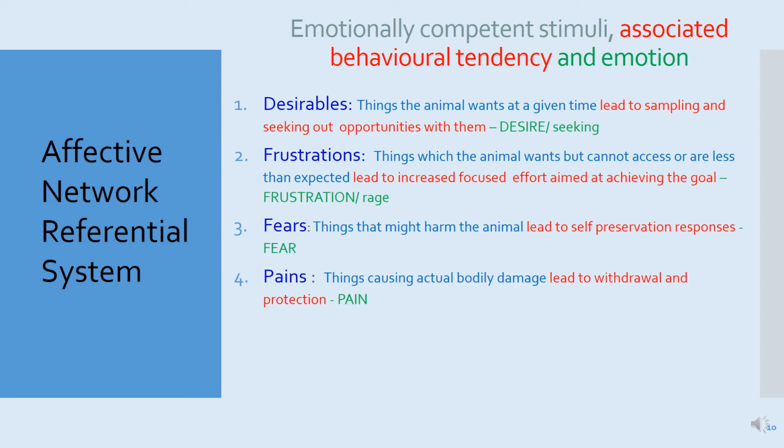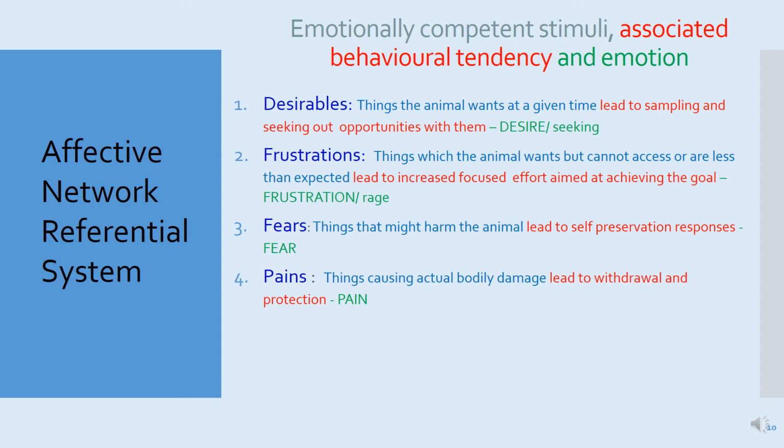Fourthly, we have pains. These are things that cause actual bodily damage. And these result in a whole cascade of actions associated with withdrawal and protection. And we call this emotional response the pain response. Once an animal has experienced pain, often you will get fear of pain as a result. But that is an anticipation of pain and is different to the fear of harm in general that has not been experienced, or pain that is not present.